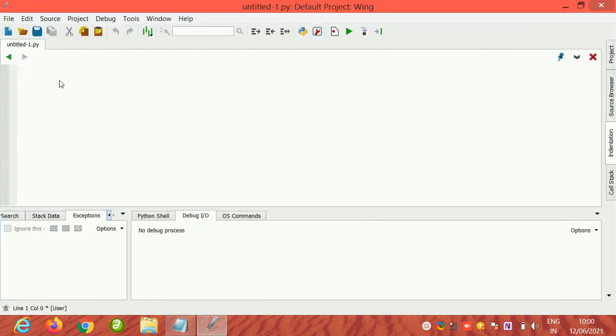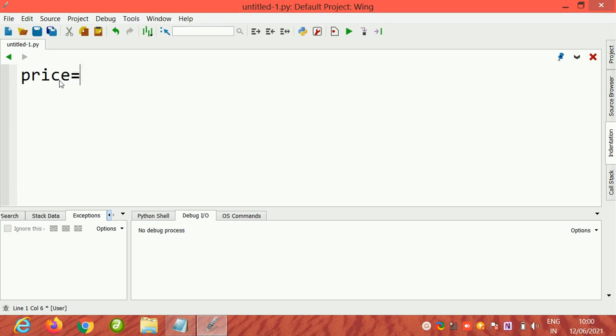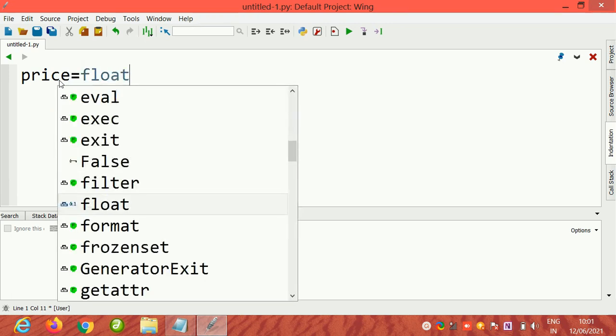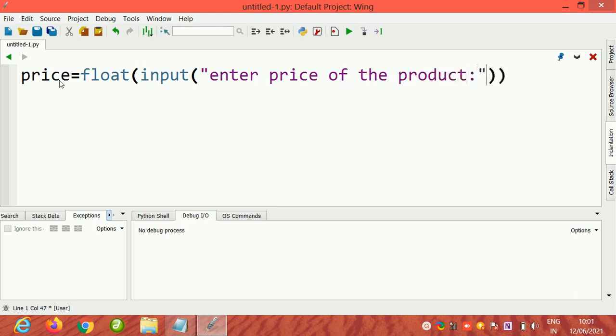First of all, we have to input or read the price of the product. Suppose we are taking a variable that is price, that is float input, enter price of the product, enter price of the product.